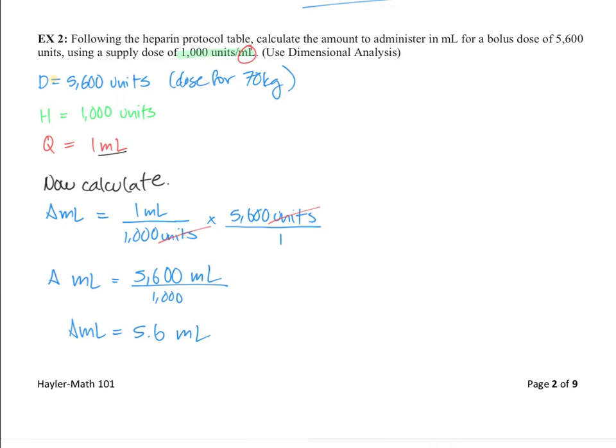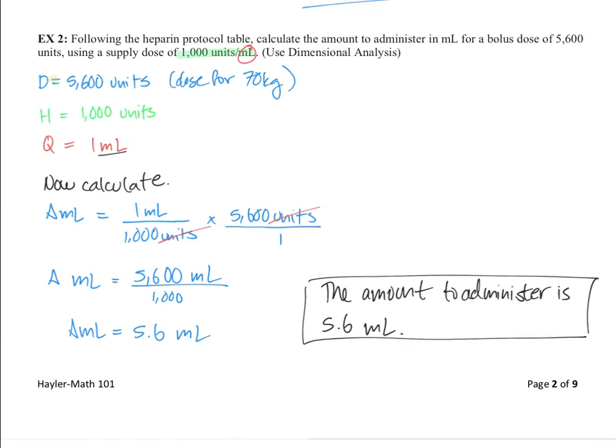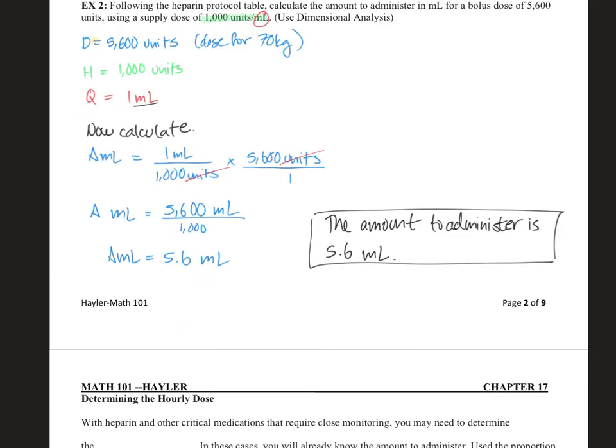Let me write that out. What was the question? Calculate the amount to administer. So the amount to administer is 5.6 milliliters, period. Alright, okay, let's keep going.